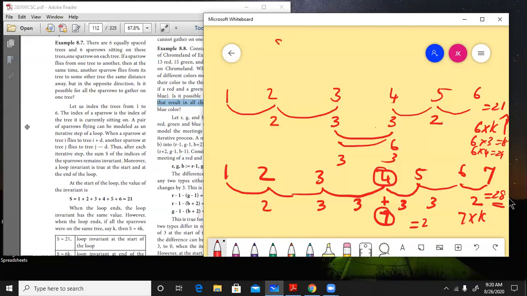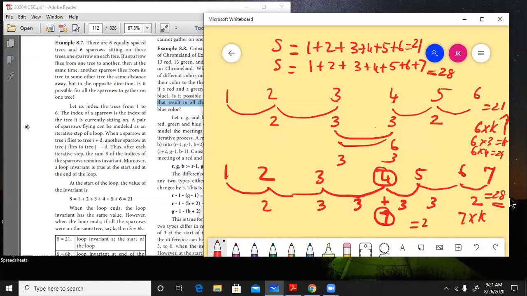Take the sum of the numbers given to the sparrows, which is 1 plus 2 plus 3 plus 4 plus 5 plus 6. If it is going to be 6 sparrows, the sum will be equal to 21. If it is 7 sparrows, then 1 plus 2 plus 3 plus 4 plus 5 plus 6 plus 7, which is going to be equal to 28.